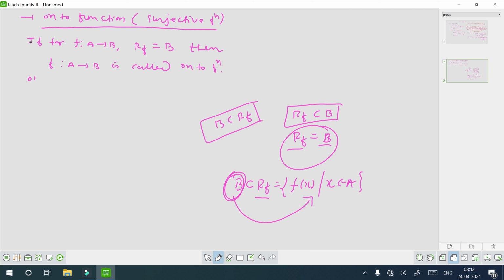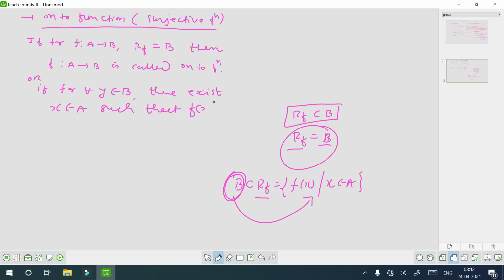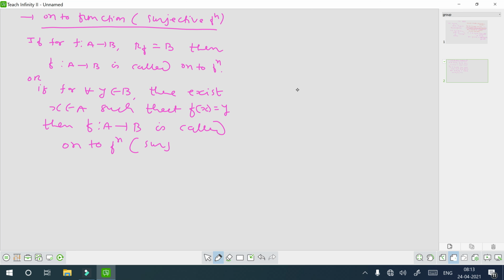In other words, if for every y belongs to B, there exists x belongs to A such that f of x is equal to y, then f from A to B is called onto function or surjective function. Clear?